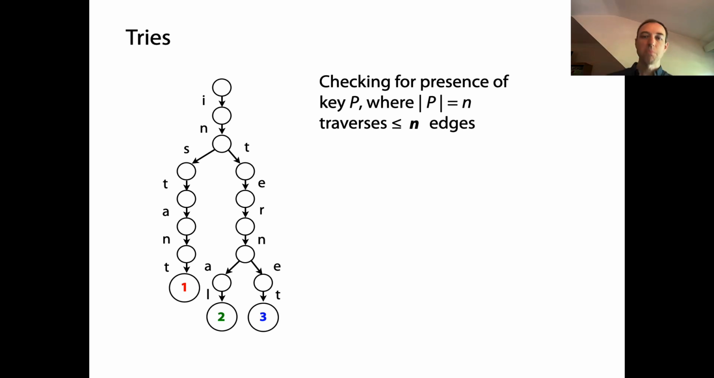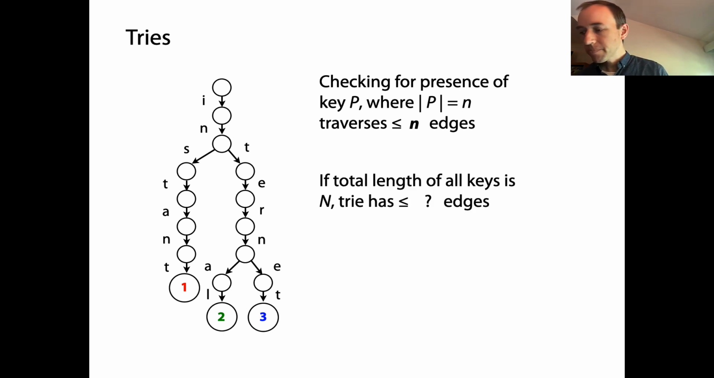All right, so what's the upper bound? It's n. I have to traverse at most n edges. Okay, now let's make a statement about the size of the trie.